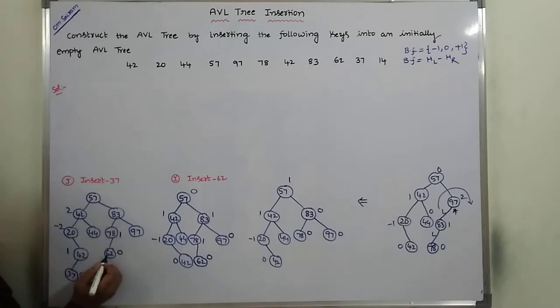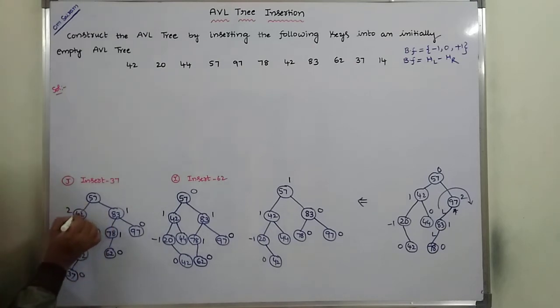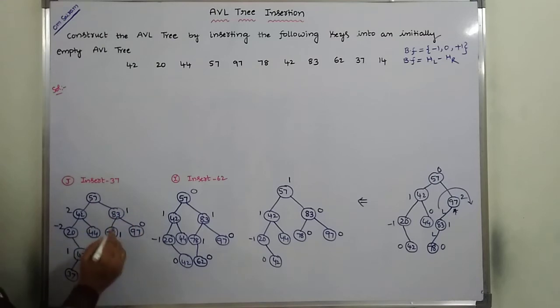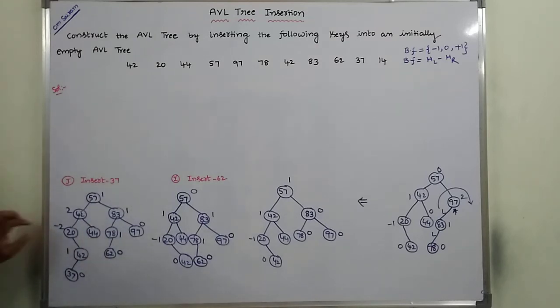For this one, left subtree height is 2, right subtree height is 1, 2 minus 1, that is 1. It is a leaf node, balance factor is 0. Here this one, 1, 2, 3, 4. Left subtree height is 4, right subtree height is 3, 4 minus 3, that is 1. Okay, so now here we are getting the balance factor. At these two nodes, the balance factors are misbalance or imbalance. Now we have to perform the rotation.